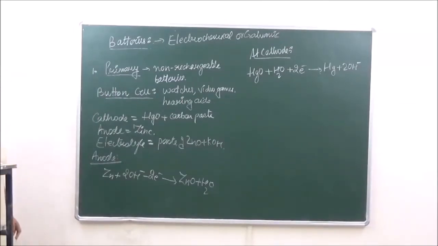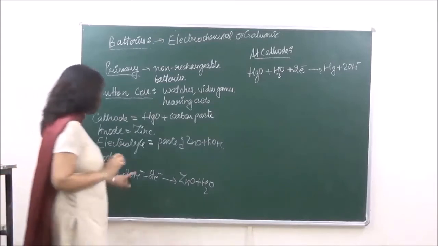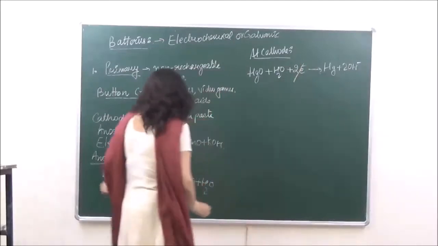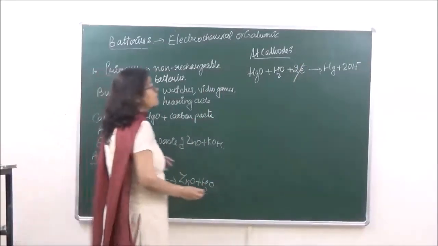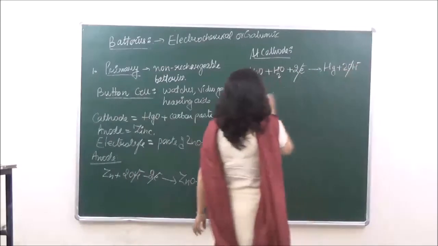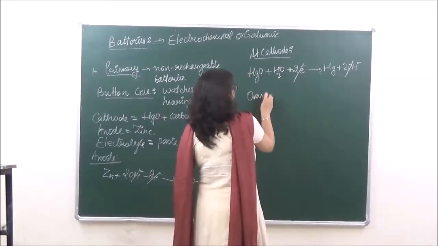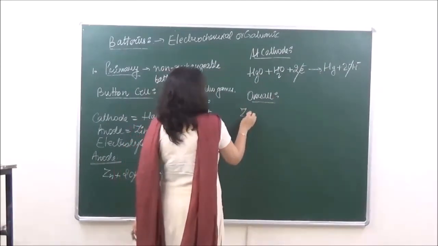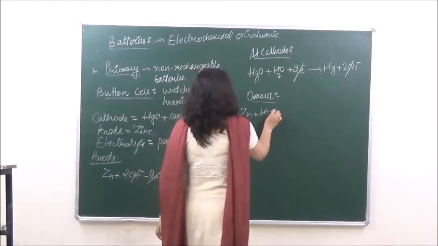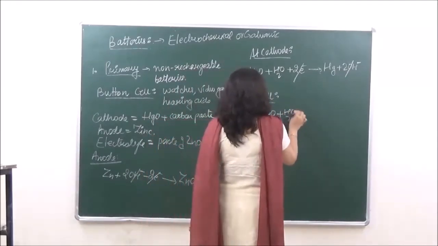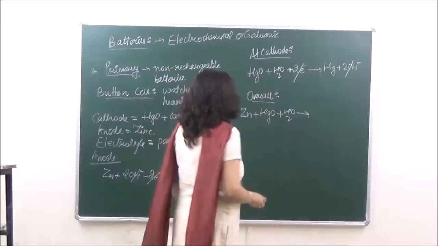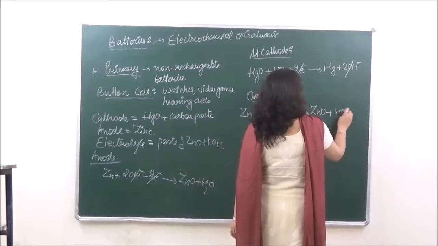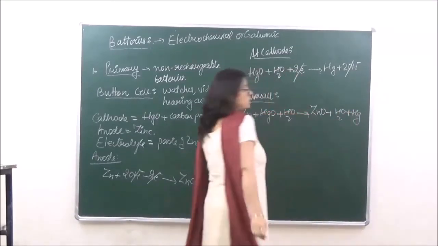Now when we look at the overall reaction, you can see that the electrons get cancelled, and the OH negative ions on this side get cancelled with the OH negative ions over here. So the overall reaction is going to be zinc plus HgO plus water to give us ZnO plus H2O plus Hg.